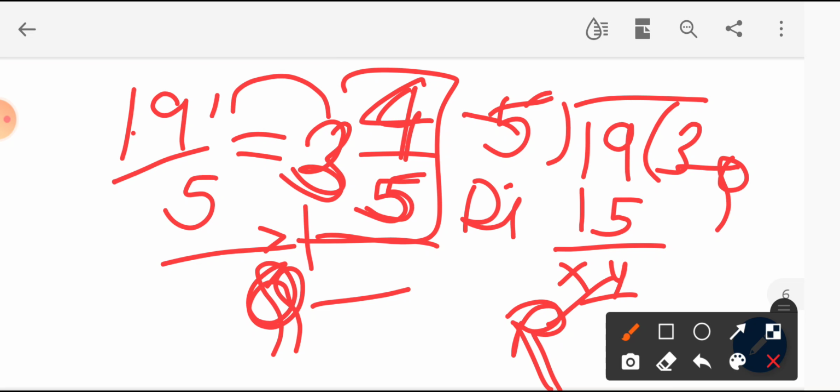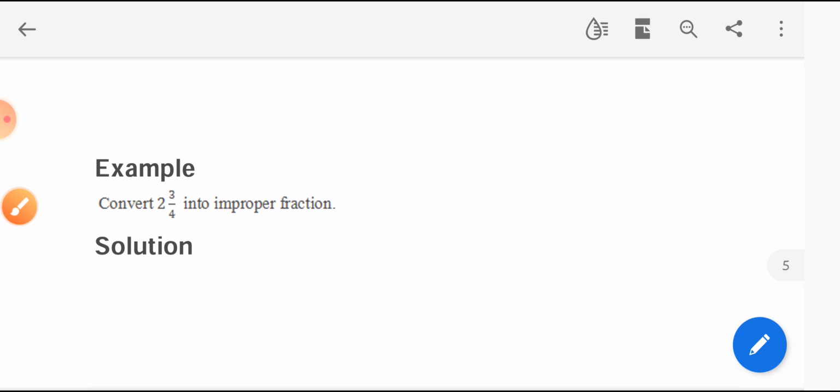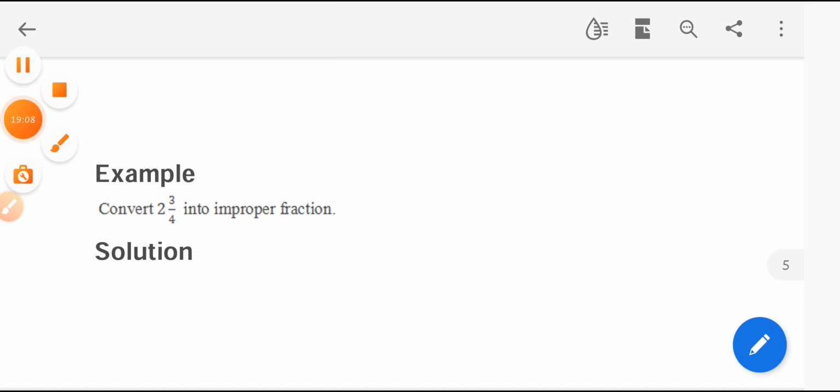Or you can change from a mixed fraction to an improper fraction also. So we'll see the next question, or we'll start the new exercise on the next day of our class.